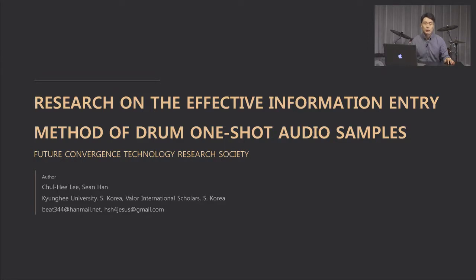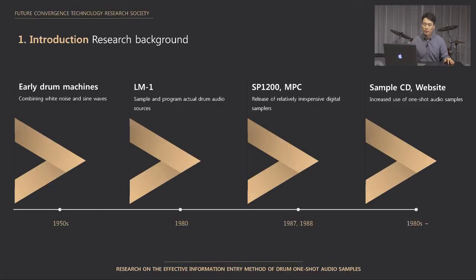I have prepared a presentation on research on the effective information entry method of drum one-shot audio samples. Early drum machines could only produce drum sounds by combining white noise and sine waves. But with the release of Linn's LM-1 in 1980, it became possible to sample and program actual drum audio sources.